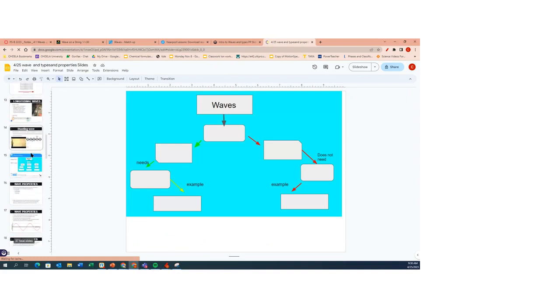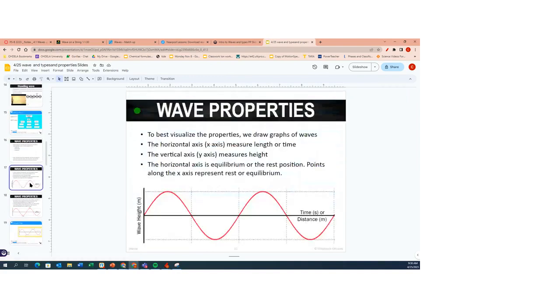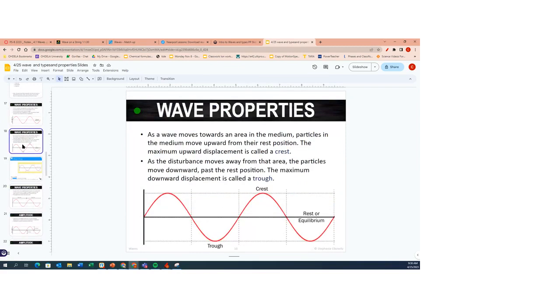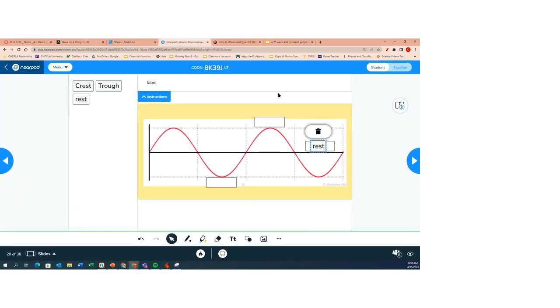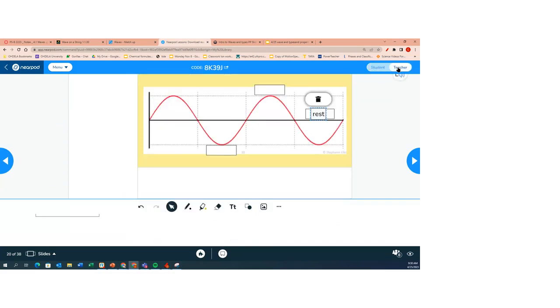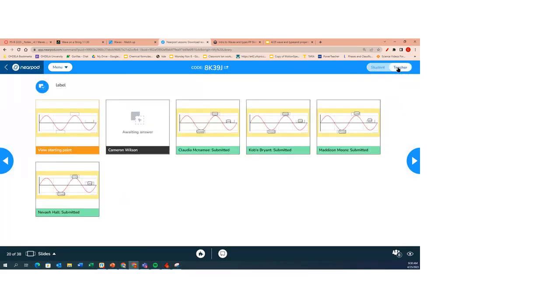Okay, let me go through this again. All right, so let's do this part here. Okay, right here. So you can see the high point is the crest, the low point's the trough, and rest is the equilibrium point in there. So if you're working on the Nearpod, there's a quick look at what's going on there. Give you another 30 seconds or so. Let's see what you got here.